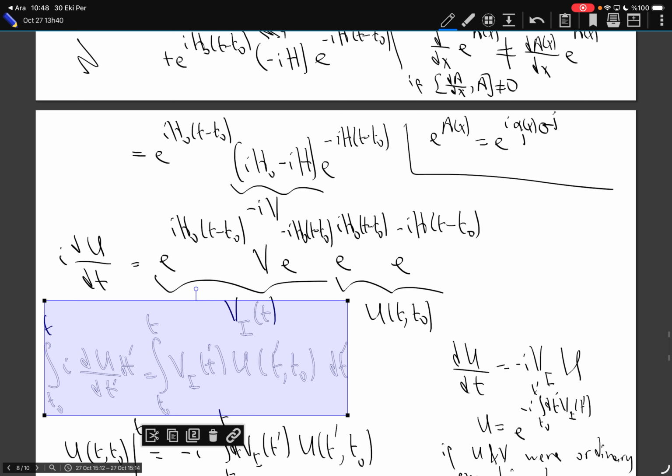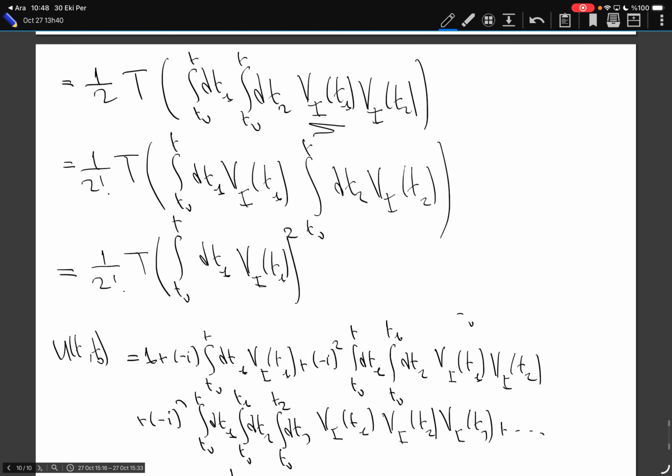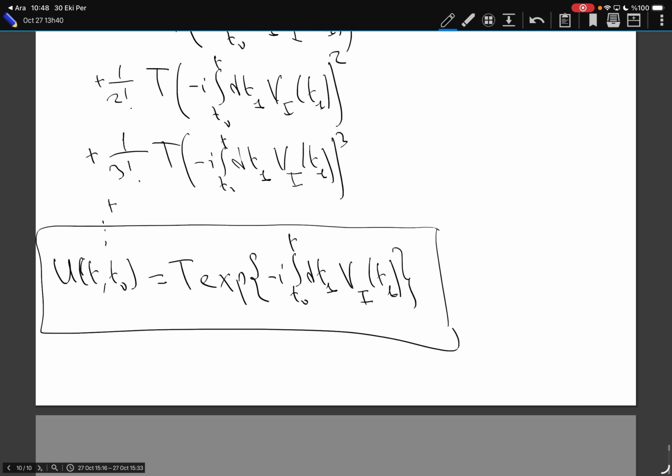Now, of course, if these were not operators, the U just would turn out to be the exponent of V. But since they are operators, things get a bit complicated, but still we managed to convert it to a form. This is where we had left. So we said that the time evolution of the state is determined by this operator U, which is the time-ordered exponential of minus i times Vi of t integrated from t0 to t. Of course, this is the formal solution, so we know what our state is.